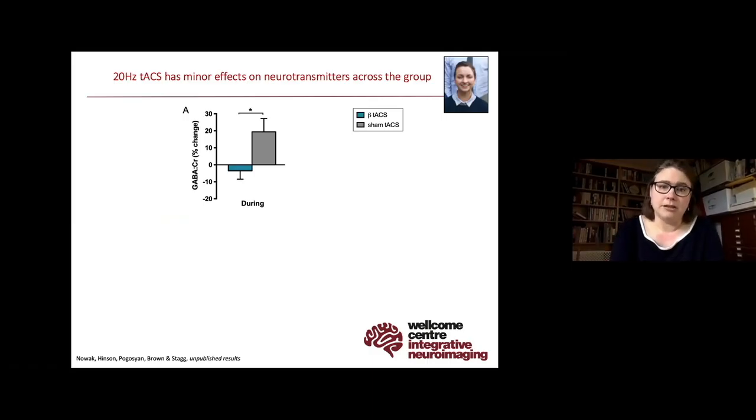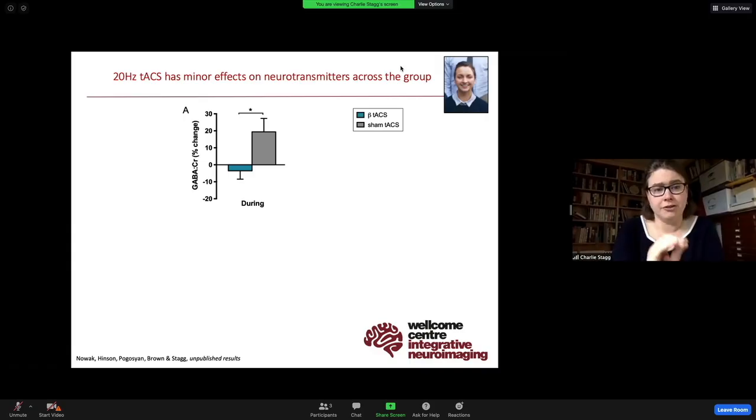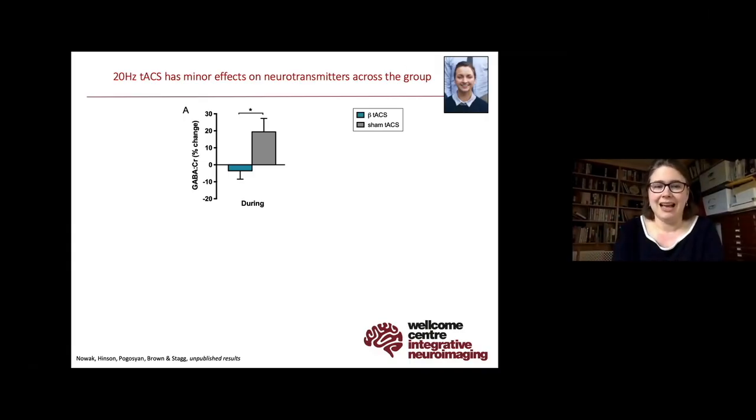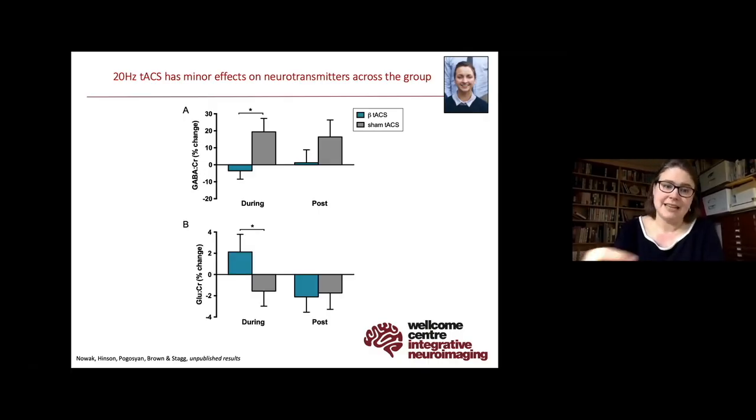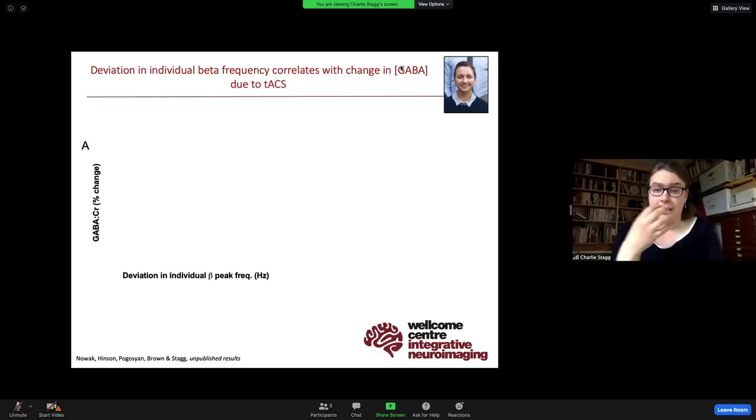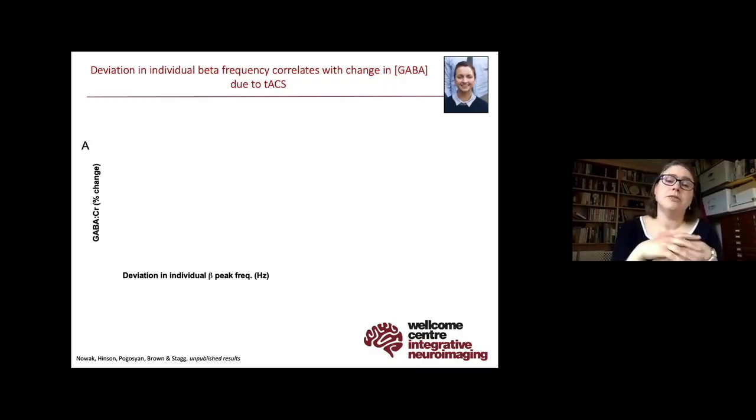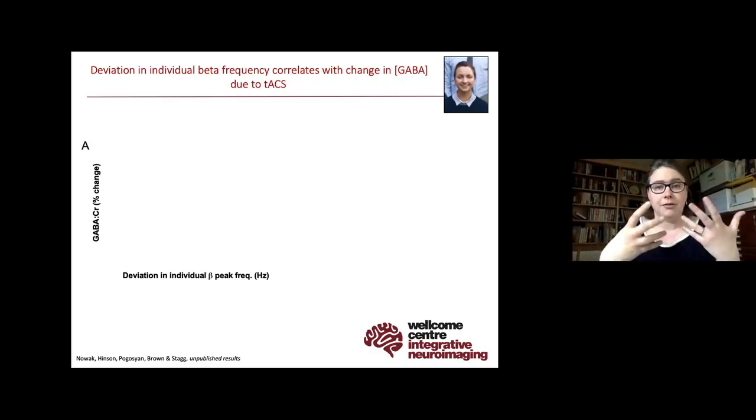These are the group level results. As you can see, there is a significant decrease in GABA on average during stimulation, but it's not particularly substantial, and it disappears after stimulation. Similarly, there's an increase in glutamate concentration in this region during stimulation, but that disappears after stimulation. But what we were really interested in wasn't group mean changes, but was rather whether or not GABA concentrations might tell us about the physiology of the changes of tACS.